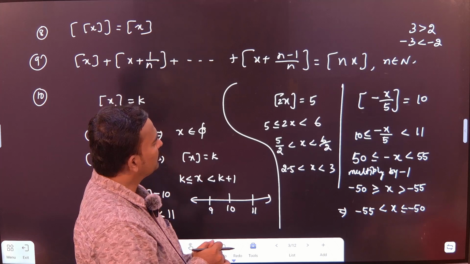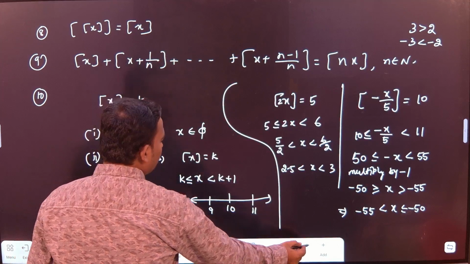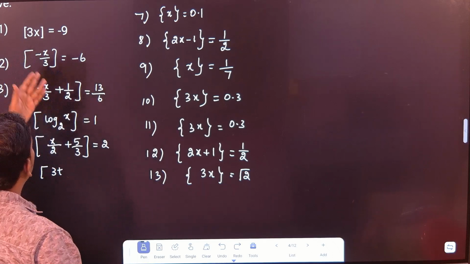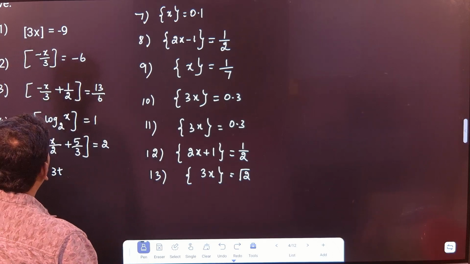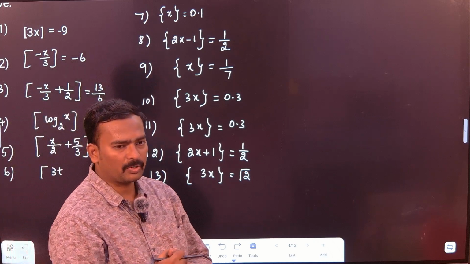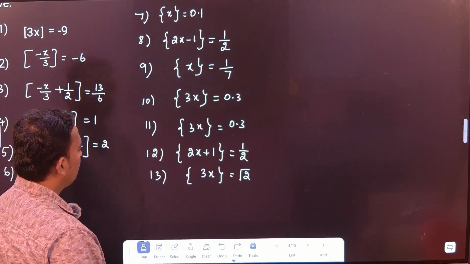Okay, fine. So we'll do the next question. We'll do it one by one. Next is the greatest integer function of 3x. But before that, we have to understand the fractional part function also. Then only we can solve these questions, right?